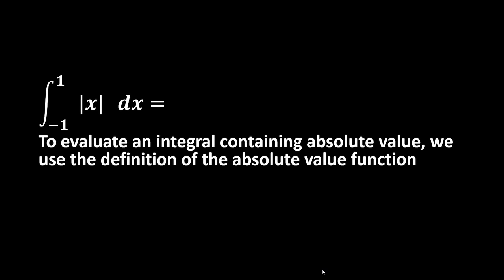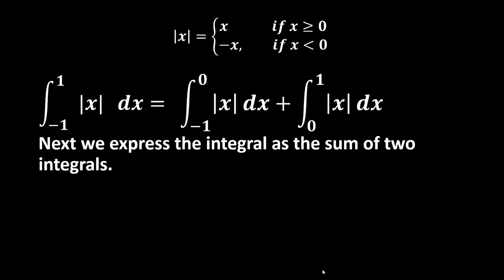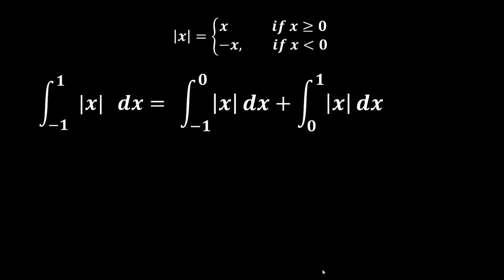When we evaluate an integral containing the absolute value, the first step is to use the definition of the absolute value function. The definition says that the absolute value of x is x if x is greater than or equal to 0, or negative x if x is less than 0. So let's use this definition and evaluate this definite integral. Next, we express the integral as the sum of two integrals. On the first one, x goes from -1 to 0, and on the second integral, x goes from 0 to 1.